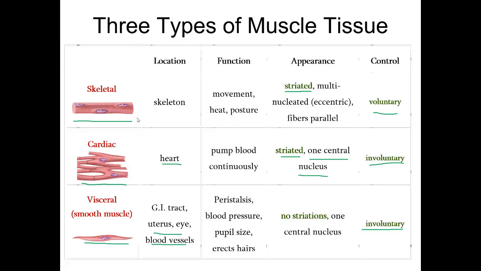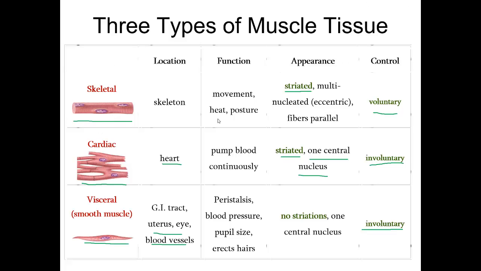So let's recap the different types of muscle tissues. We have skeletal muscles, cardiac muscles, and smooth muscles. Skeletal muscles are voluntary; cardiac and visceral muscles are involuntary. Skeletal muscles are striated and multinucleated. Cardiac muscles are striated with one nucleus. Visceral muscles do not have striations and only have one nucleus.